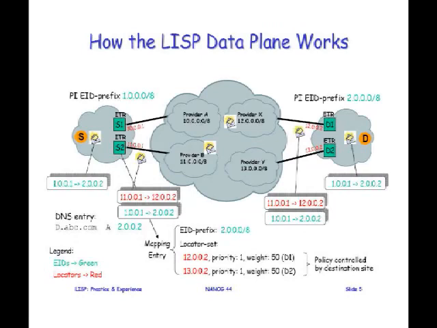And in this example, there's a mapping entry in the ITR S1 and S2. It doesn't matter how it got it right now. It could have been static. It could have learned it through a mapping system or whatever, but it has a mapping.